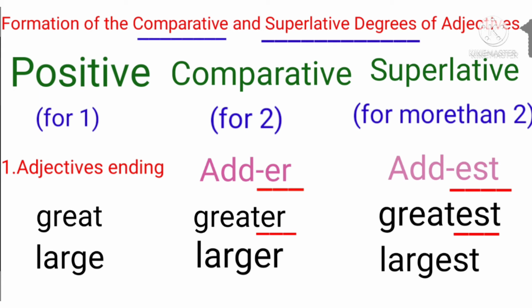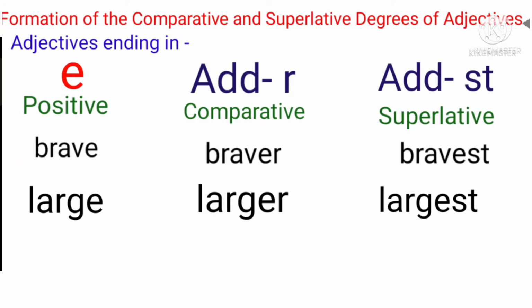Now for large, which ends like this, when you are comparing, you have to add er at the end. So large will become larger because there is a comparison between two large things. So the comparative degree will become larger, and when you are comparing more than two things, it will become largest, and it falls under superlative degree. Alright, let's see more examples and learn how we can use comparative and superlative degrees of adjectives.